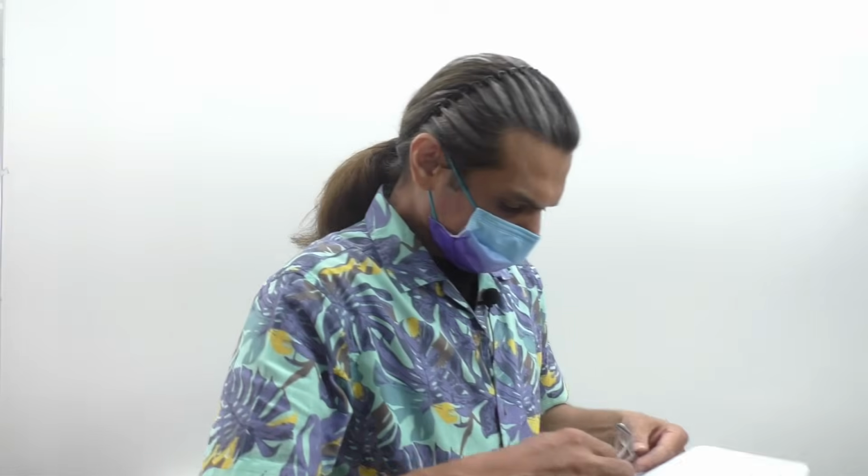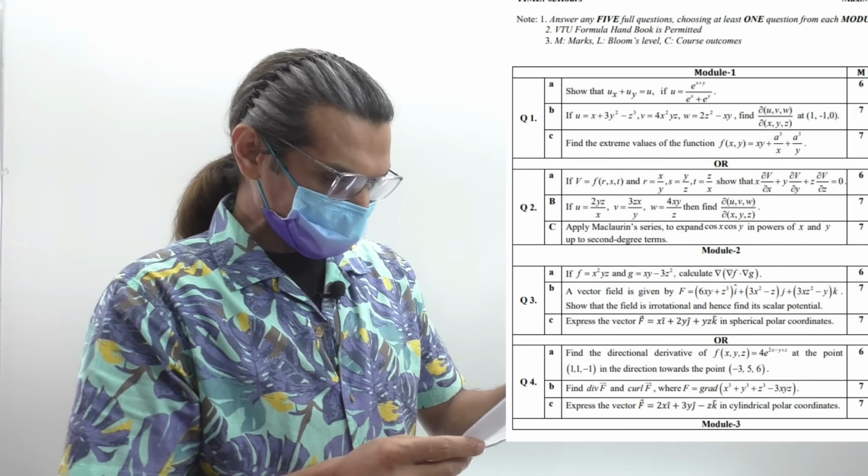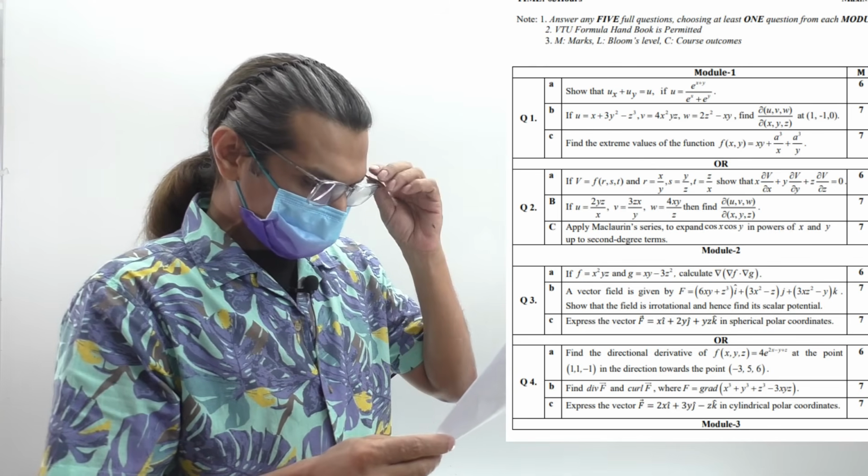So it says find the directional derivative of f(x, y, z) is equal to 4 e raised to 2x minus y plus z at the point (1, 1, -1) in the direction towards the point (-3, 5, 6).